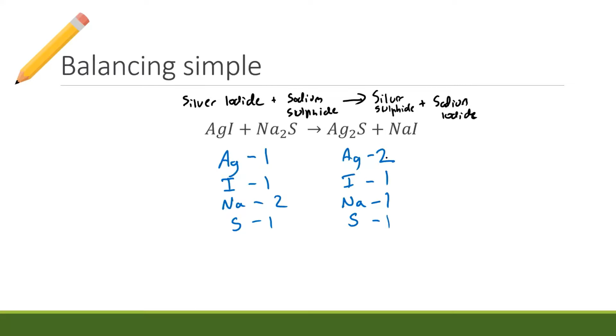If I look at this, I'd say we've got a problem here. We've got one silver atom on the left, but two on the right. So I'm going to circle this with a little red line. That's not balanced. And the sodium is also not balanced. I've got two on the right, but only one on the left. So how do I balance this? I'm going to put a 2 at the front of this compound.